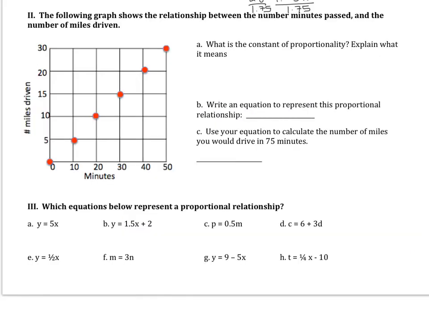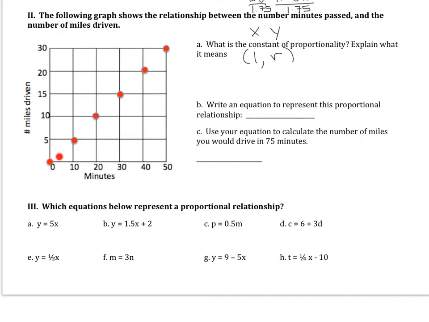Problem number 2, we're given a graph that shows the relationship between the minutes passed and the miles driven. We're asked to find the constant of proportionality from the graph. Remember, we could find 1 comma r just like we found in the table. We looked for where x was 1, and then whatever y value was, that was our unit rate. We can do the same thing in the graph. We go over to 1 and then we look up to see what our point is, and that will tell us our constant of proportionality or our unit rate.